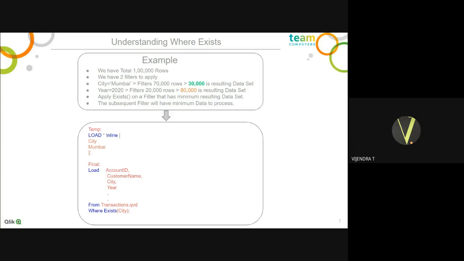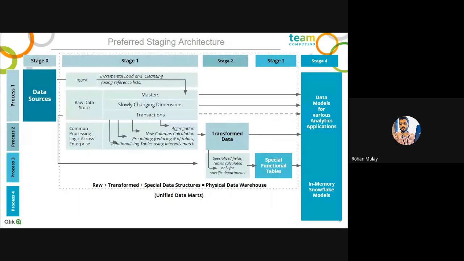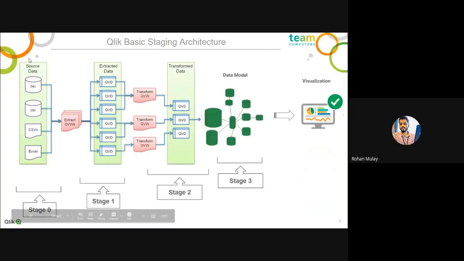Hi, Rohan. Can this optimization be performed on stage one, or the later, business-oriented stages? See, stage zero is data sources; I'm not performing anything there. Stage one is where I'm extracting the data from the data sources and storing it into QVDs. So extraction, QVDs, and incremental load come in stage one.